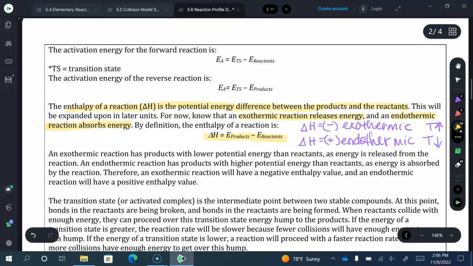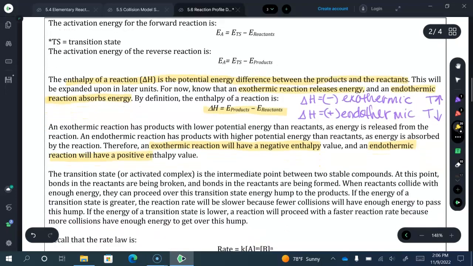Continuing forward, an exothermic reaction has products with lower potential energy than reactants as energy is released. An endothermic reaction is the reverse, where products are higher potential energy than reactants, and so energy is absorbed. Therefore, an exothermic reaction has a negative enthalpy, and an endothermic reaction will have a positive enthalpy value.